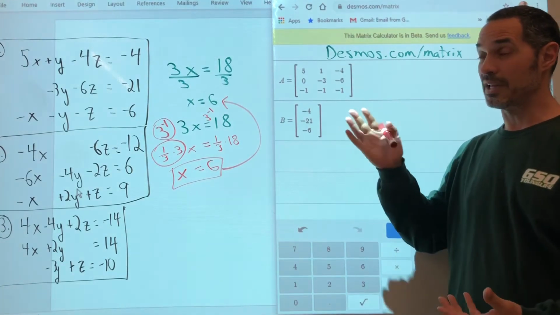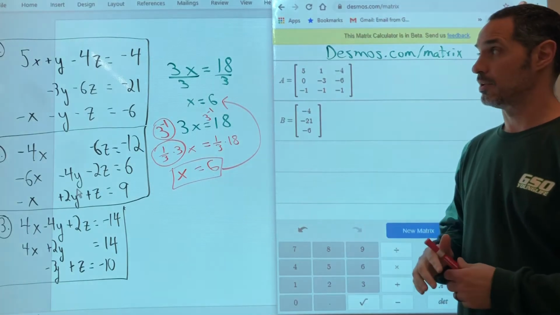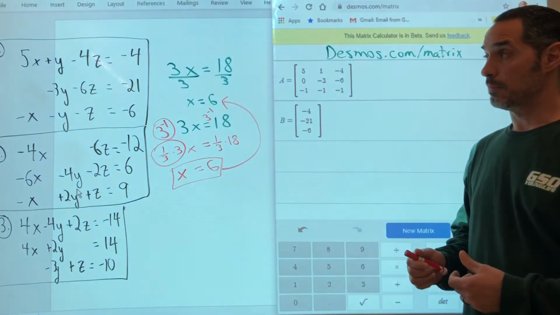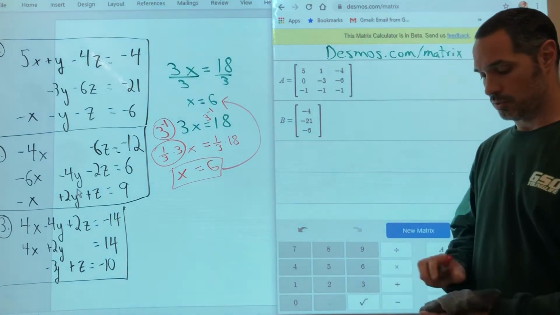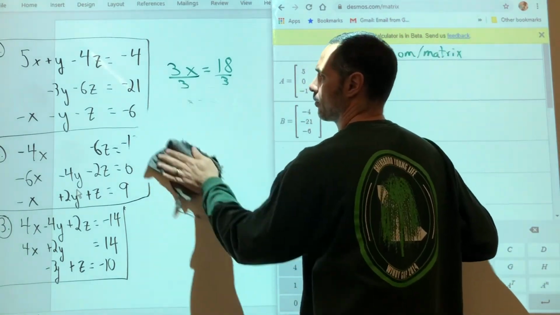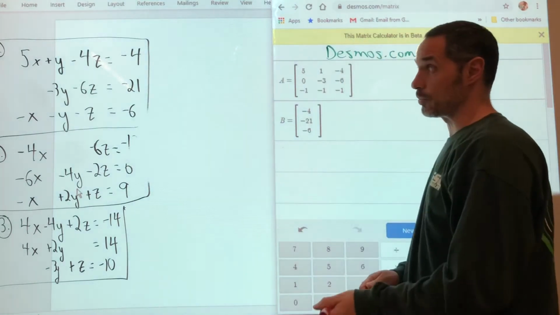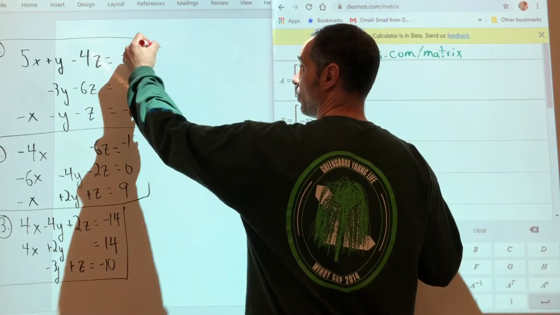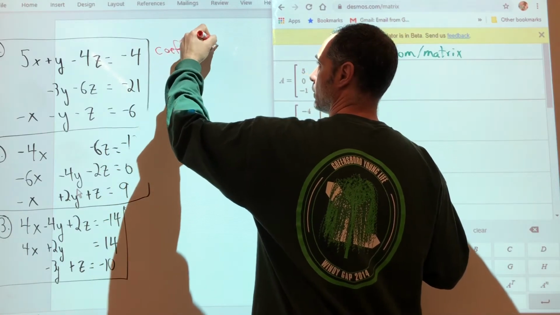Well, we are going to set this equation up as a system of matrices. And as we set up our system of matrices, we're going to have 3 different matrices we'll be looking for. The first matrix we're looking for is something called the coefficient matrix.